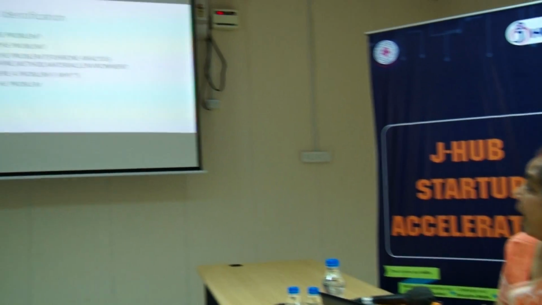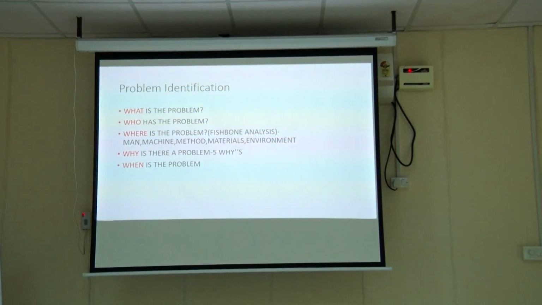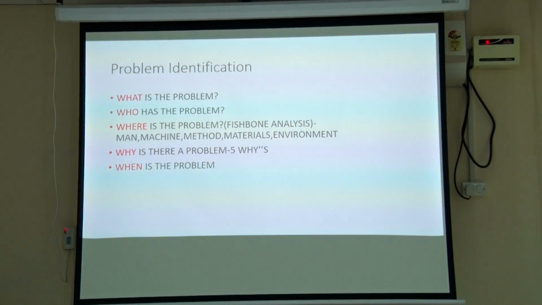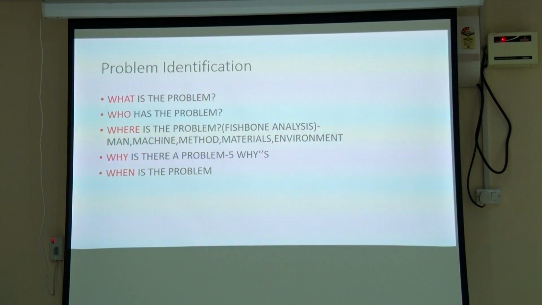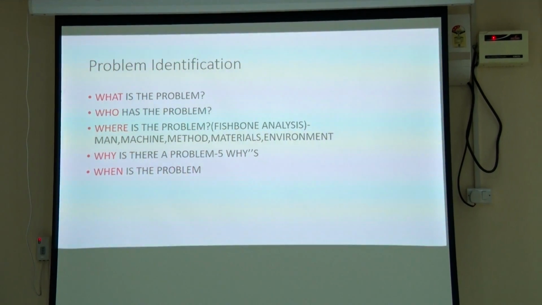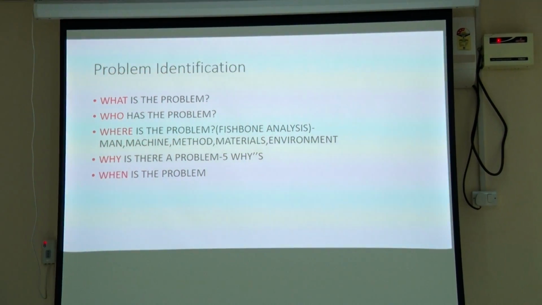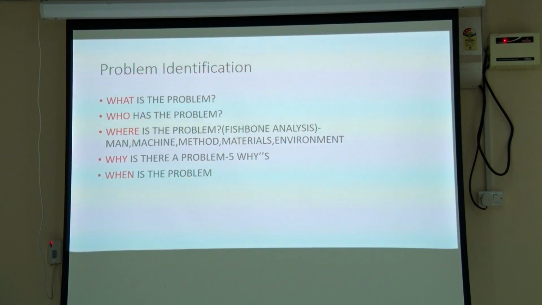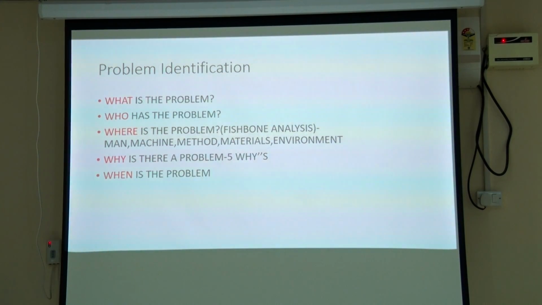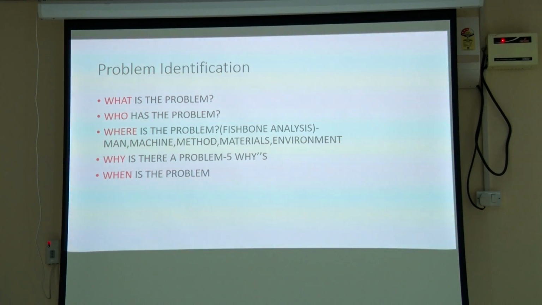Now more about the 5 questions. What is the problem? Who has the problem? Where is the problem? Why is there a problem? And when is the problem occurring, the timing and the frequency of the problem. Let's go on to what is the problem. The problem is the one that you have identified, and who has the problem are the various stakeholders who are having this problem, right?